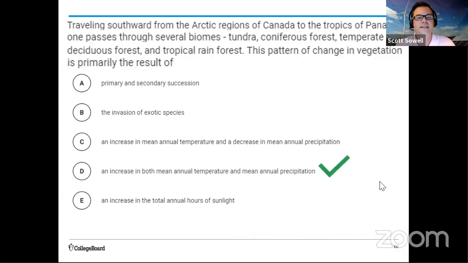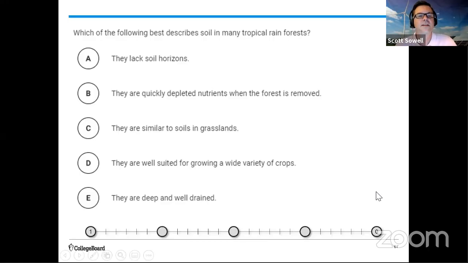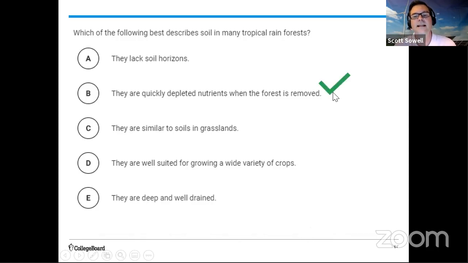So the answer here would be D, an increase in temperature and precipitation. This one says, which of the following best describes soil in many tropical rainforests? Does it lack horizons? Are they quickly depleted if the forest is removed? They are similar to soils in grasslands. They're well suited for growing a wide variety of crops. They are deep and well drained. And actually it is B.